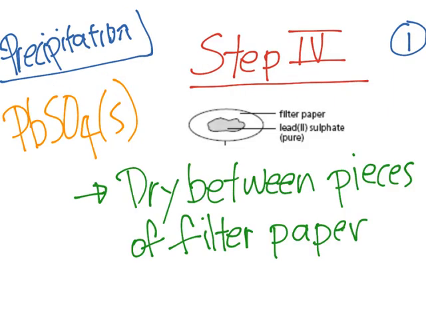In step 4, after washing the crystals with distilled water, you can either leave the crystals on the filter paper so that the remnants of liquid can just evaporate off into the air, or alternatively you can dry them between pieces of filter paper. That concludes the steps of preparing an insoluble salt through the precipitation method.